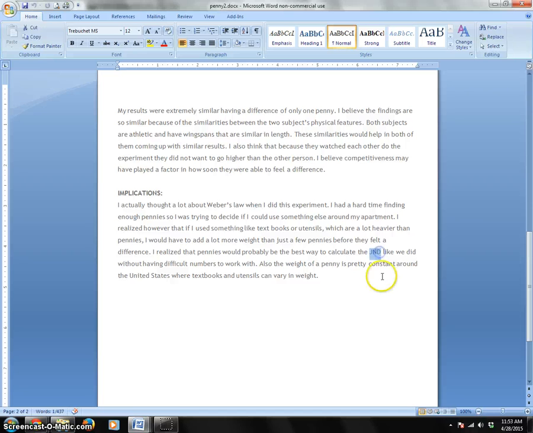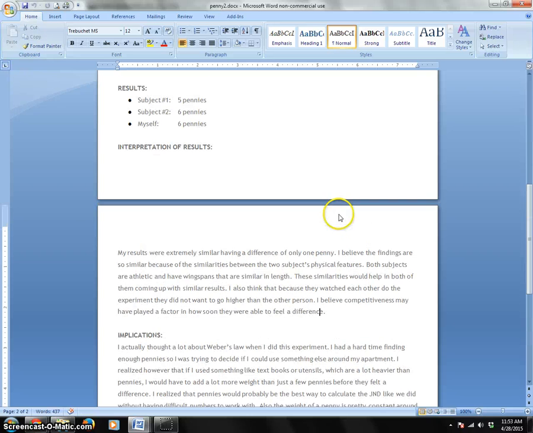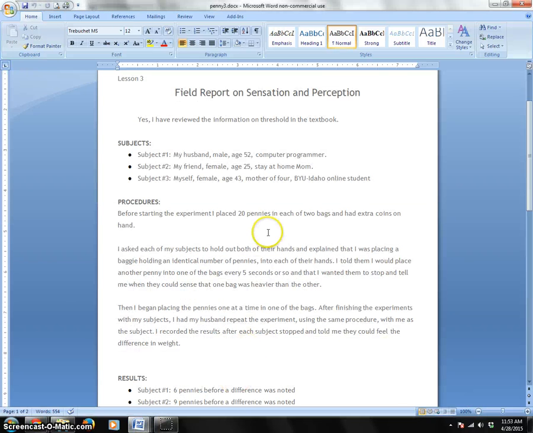So just noticeable difference, Weber's law, they're connecting this experiment to the things that they learned in class. That's one major thing that I'm looking for, and some detail in the interpretation. This one could have been improved a little bit, but not too bad.